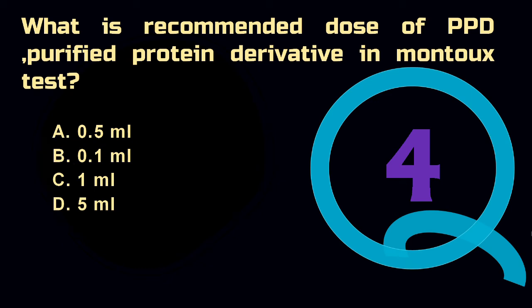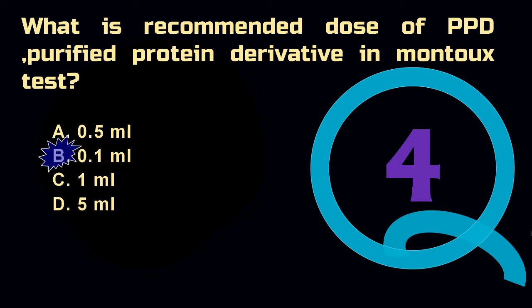The standard recommended dose in tuberculin test is administered by injecting 0.1 ml, and this 0.1 ml of liquid contains 5 tuberculin units of purified protein derivative into the top layer of skin of the forearm. So the correct answer to this question is option B, 0.1 ml.